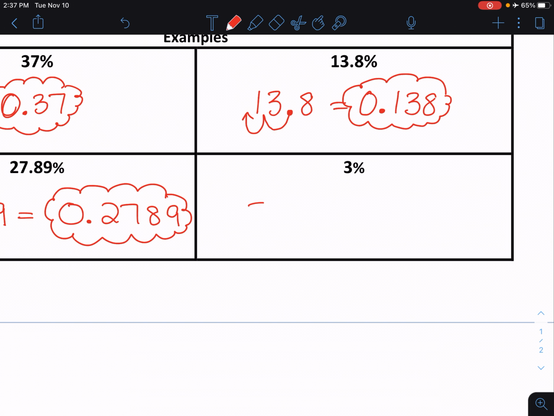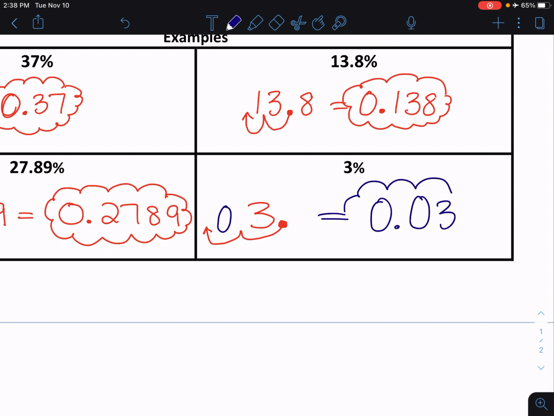For our last one, for 3%, again, the decimal's invisible, so I'm going to add it to the end of my number. And then I'm going to move it 2 places to the left. This is the one we talked about where there's that empty space, so we need that placeholder 0. So this is going to be 0.03. And these numbers are no longer percents.